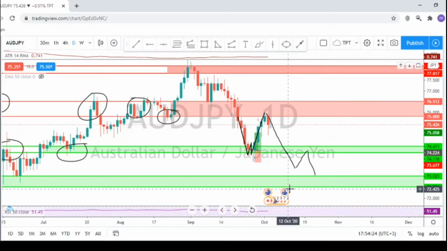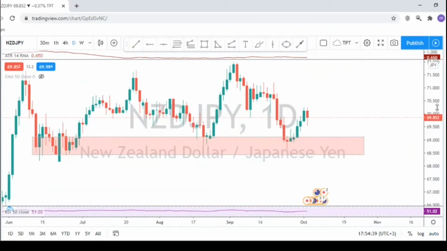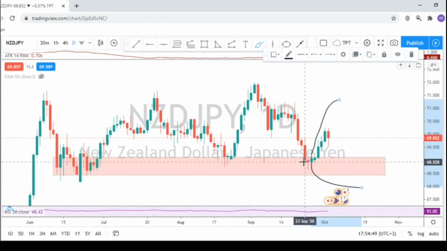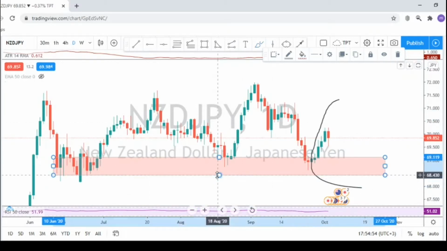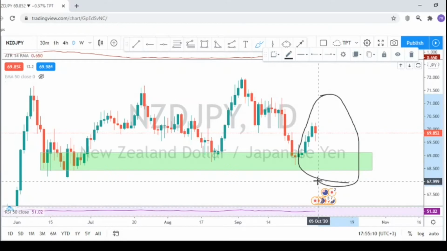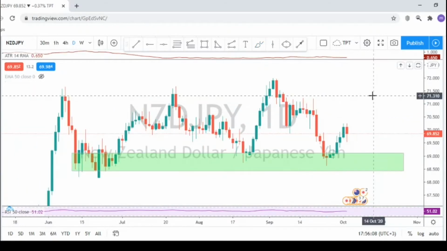The next prediction was on New Zealand yen, and on a daily time frame, this market was at this level of support. Let me change this to green so that it will represent support. When I made this prediction, this movement wasn't there. Before I go into this technical analysis, let me first show you a video clip of when I made this prediction so that you'll be confident that I truly made it.